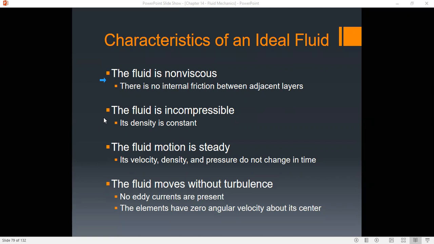Also, we're going to say that even though real fluids can be compressed, we're going to treat the fluid as incompressible, which is pretty close to being true for liquids. The fluid is going to have a steady state motion, so it's going to be all streamlined. And again, as we said, without viscosity, we're not going to get turbulence. So that is going to be the ideal fluid. And that's going to be important for when we start talking about things like Bernoulli's equation later on.